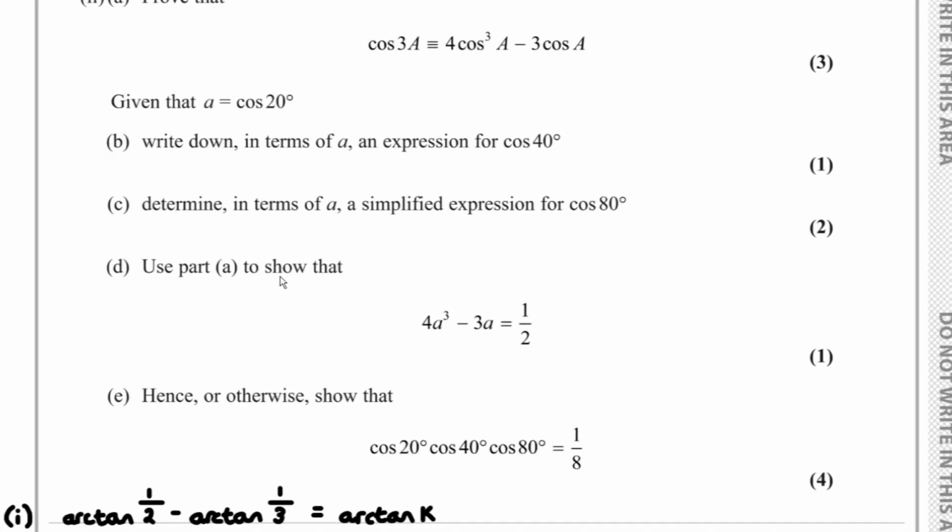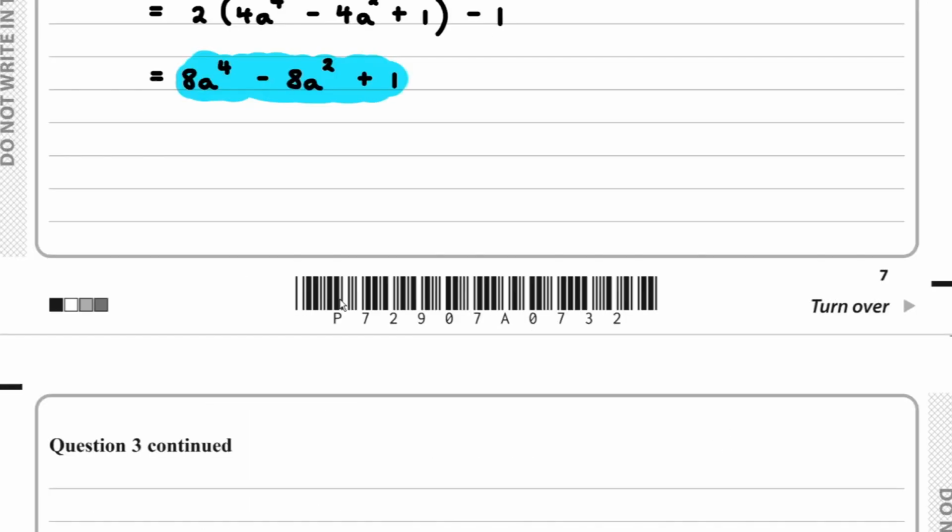Part D, use part A to show that 4a cubed subtract 3a equals 1/2. For part D, we have to use part A with cos of 20 degrees equaling a.